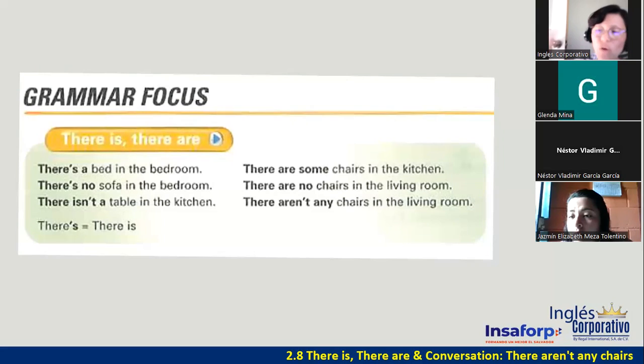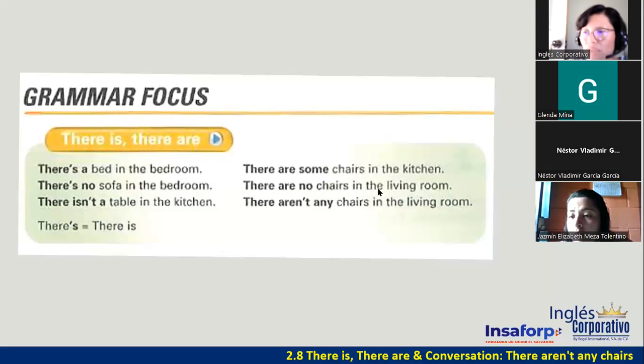No, bueno, en este caso hay, ¿verdad? En plural. There are no hay sillas. No hay sillas in the living room. Y there aren't any. No hay ninguna silla. O no hay sillas, ¿verdad? Entonces, there aren't any chairs in the living room.